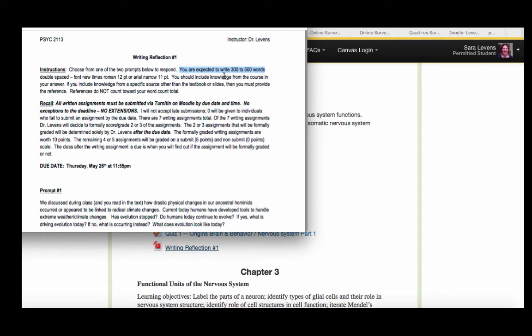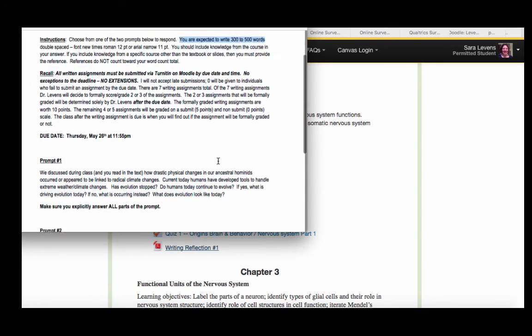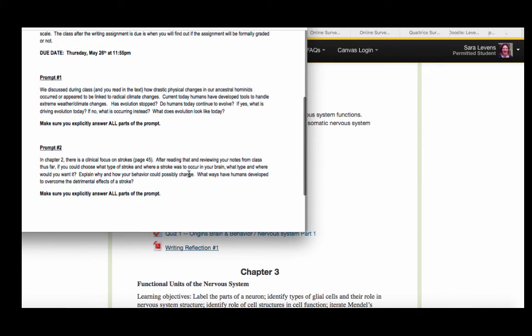If you write below 300, it will be. And this word count should not include any references that you provide. So you should be writing 300 words to answer these specific questions. And to do well, you want to make sure that you explicitly answer the parts of the prompt. So each prompt differs for each writing reflection assignment, but for every single writing reflection assignment, we have 2 prompts, and you can choose one of the 2.